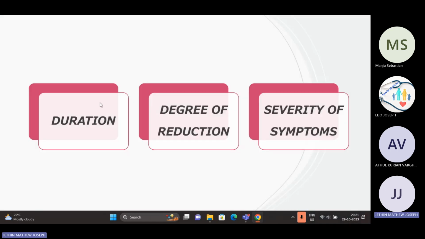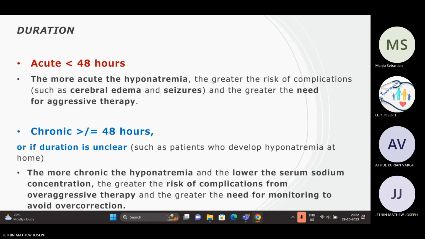The management of hyponatremia. So three things are very important when it comes to management of hyponatremia: duration of hyponatremia, degree of reduction of the serum sodium, and severity of symptoms. So duration of hyponatremia is divided into two: acute and chronic. So acute hyponatremia is anything less than 48 hours. So the more acute the hyponatremia, greater the risk of complications such as cerebral edema and seizures. So acute hyponatremia is more dangerous than chronic hyponatremia, and the need for aggressive therapy is greater in acute hyponatremia.